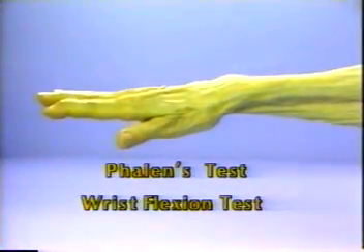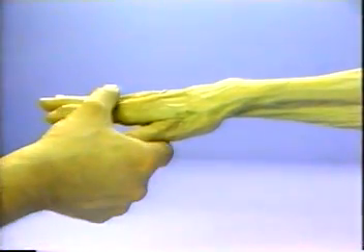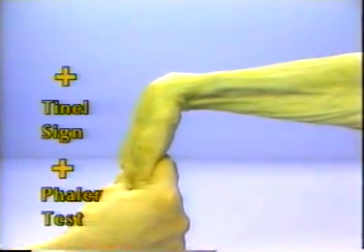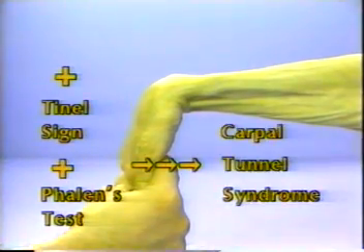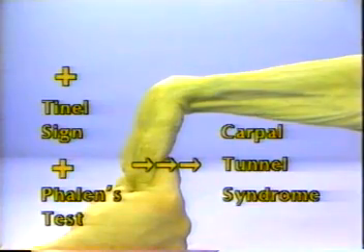Phalen's test or wrist flexion test. Paresthesias or tingling may also be produced in the median nerve distribution by maintaining the wrist in maximum flexion for at least 1 minute. A positive Tinel sign and a positive Phalen's test are indicative of compression of the median nerve in the carpal tunnel.